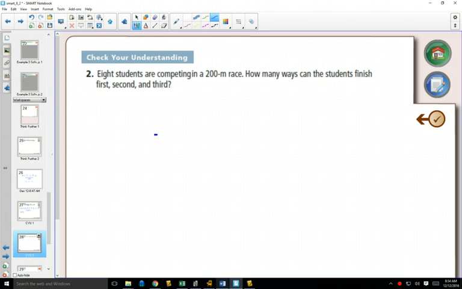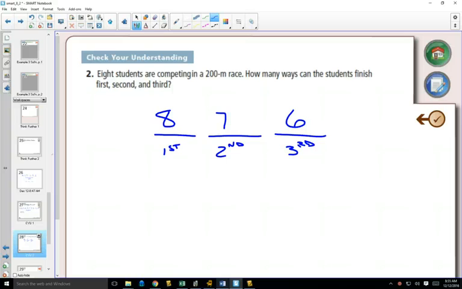We want to know who comes in first, second, and third. We're not concerned with the other things that happen after that. We're just concerned with how many ways they could come in first, second, and third. How many choices do you have for first? Any of the 8, then 7, then 6. And this is the same as we had before, 336.